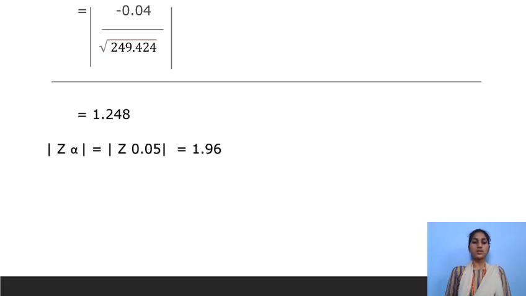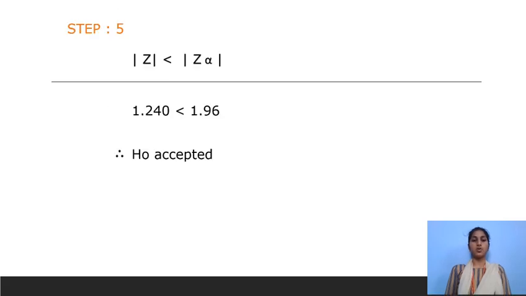Mod z at 0.05 is equal to 1.96. Step 5. Is mod z greater than mod z alpha? 1.248 is less than 1.96. How we calculate this is, we have to compare the mod z and mod alpha values, so that the mod z value is less than the mod alpha value. So here, H0 is accepted.